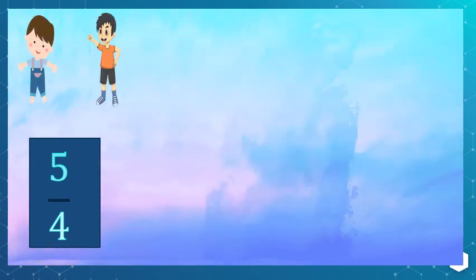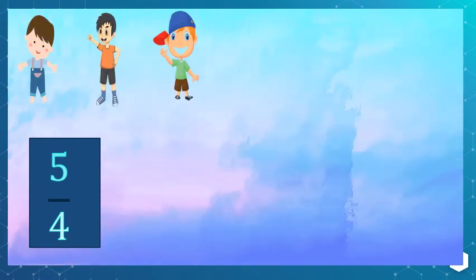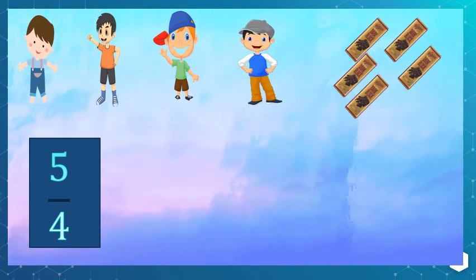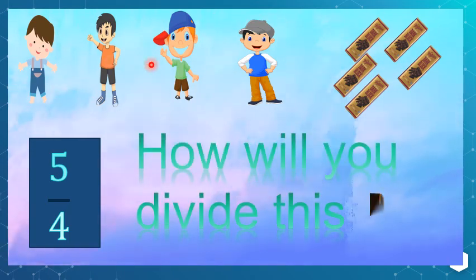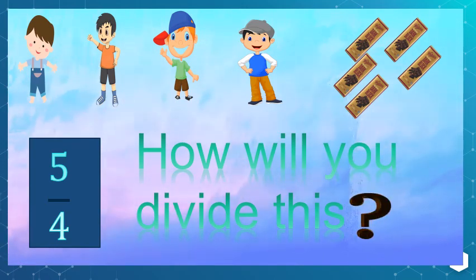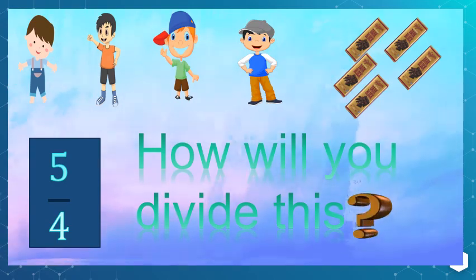Now let's take an improper fraction 5 by 4. How can we divide 5 by 4? 5 by 4 means 5 divided by 4. For example, we have to divide 5 chocolates among 4 children. And how will we divide the 5 chocolates among 4 children? Now, we can divide these chocolates among 4 children like this.